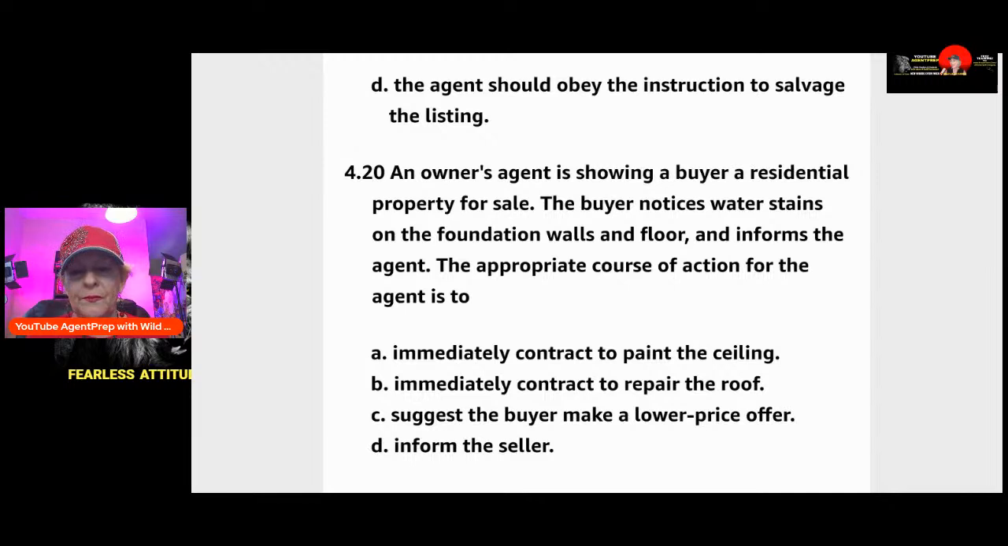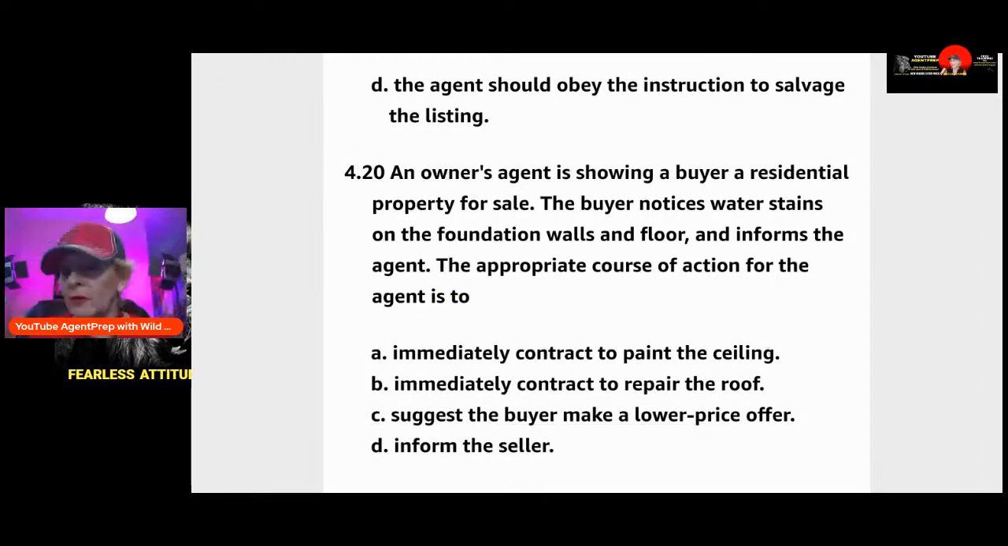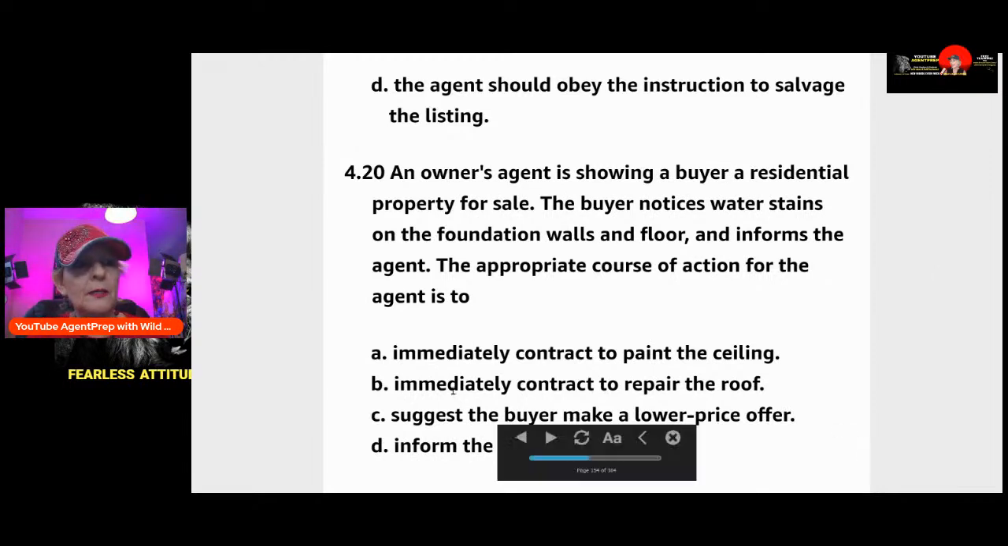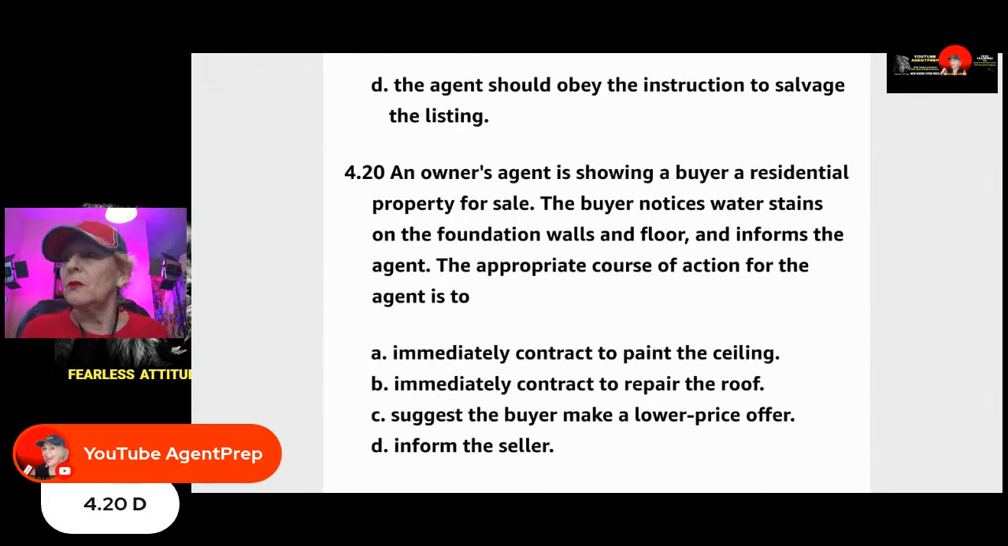The answer is D. Very good. Inform the seller, because they represent the seller, as the owner's agent. B says immediately contract to repair. Oh, heck no. Because who's going to pay for it? The seller. The seller has to make the decisions, not the buyer, not the listing agent. The listing agent informs the seller and may make a recommendation to make sure things are taken care of. It's up to the seller whether they want to contract a roofer to repair it. It is not our responsibility. We cannot legally hire a contractor without the seller's direction and something in writing. In fact, we give 3 recommendations to our clients of who they can choose if they don't have a contractor or a service provider.